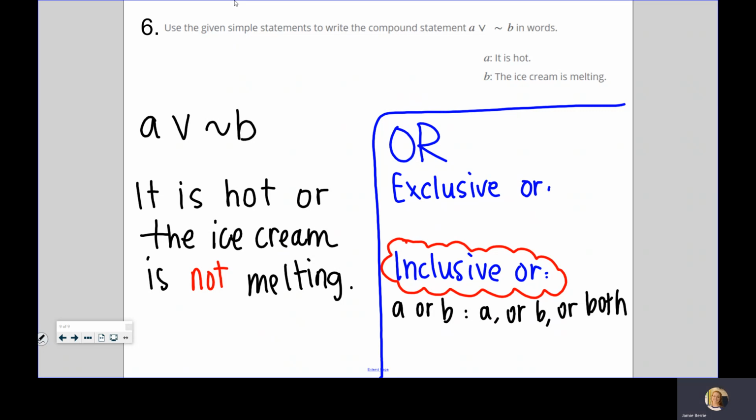You're including everything. The exclusive or, if you had something like A or B, it just means A or B, but not both. So it's excluding the instance where it's in both. So in this case, the inclusive or, if we're talking about this statement is hot, or the ice cream is not melting, that means it's hot, or the ice cream is not melting, or it could be both, it's hot and the ice cream is not melting. The exclusive or would eliminate that last option, so it can't be both. So just keep in mind in the future that the word or in this class will always mean A or B, or both.